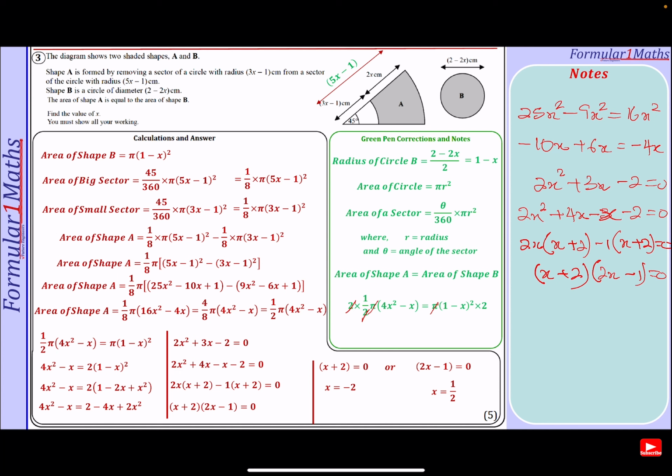But you know that x is a length and x cannot be a negative number. Because if you put a negative number here, you're going to get minus 6, minus 1. And this length cannot be minus 6, minus 1, which would be minus 7. So the correct answer is a half. So that's question 3.